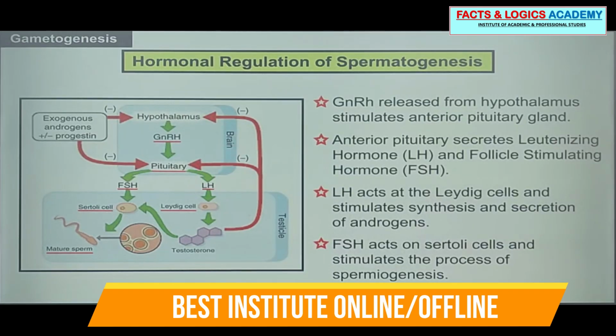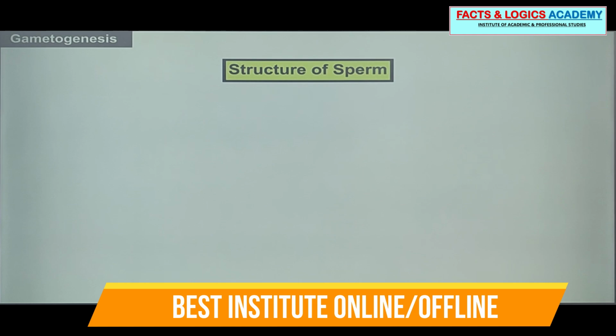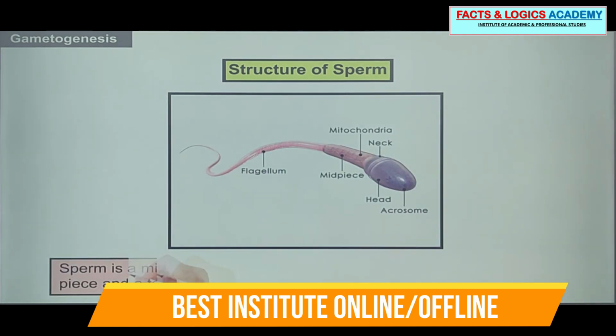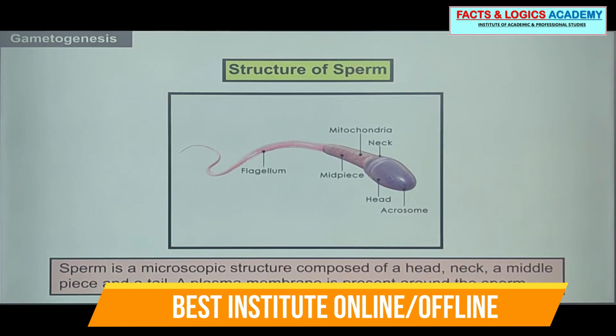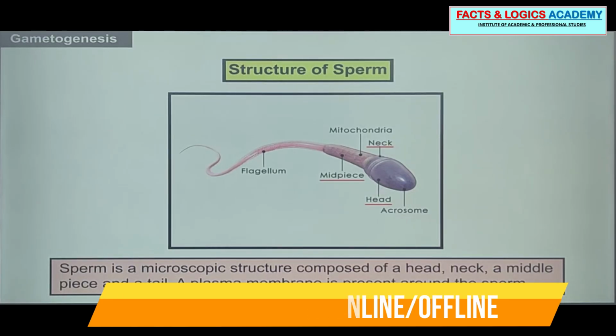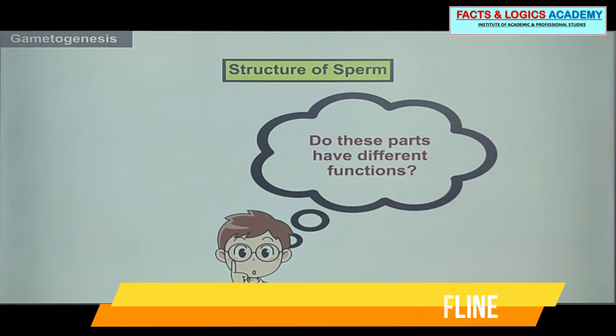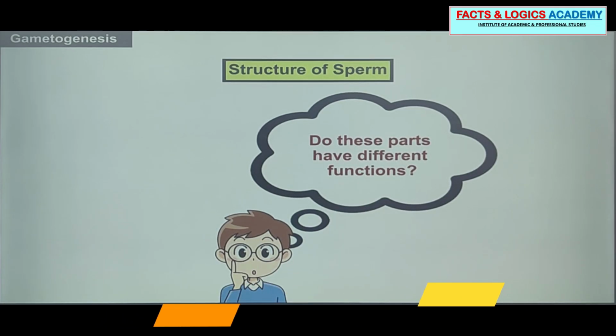It's complex, right? Now, let us have a closer look at the structure of a mature sperm. Sperm is a microscopic structure composed of a head, neck, a middle piece, and a tail. A plasma membrane is present around the sperm. Now you must be thinking, do these parts have different functions? Well, yes, all these parts of sperm have different functions.